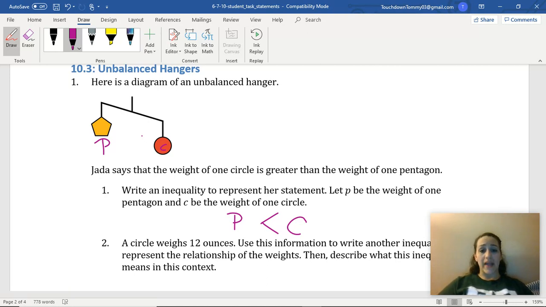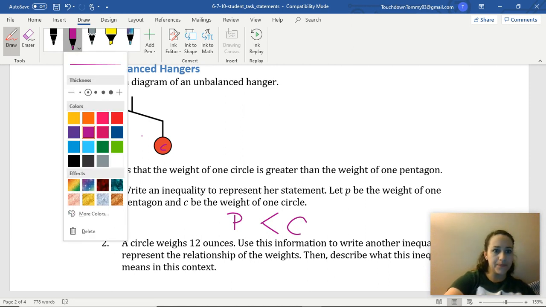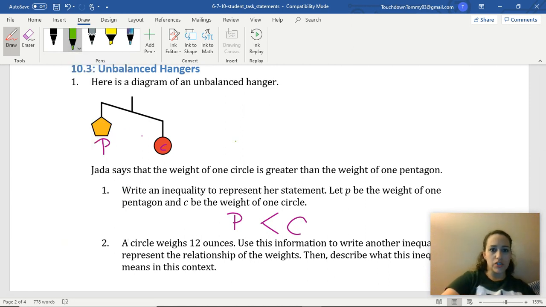So a circle weighs 12 ounces. All right, let's switch up the color. Do some green. So a circle weighs 12 ounces. Use the information to write another inequality representing the relationship of the weights, then describe what the inequality means in this context. So sorry, I know my picture is covering part of that.